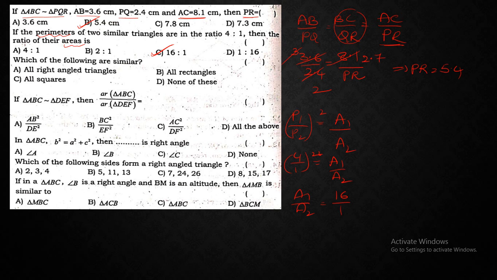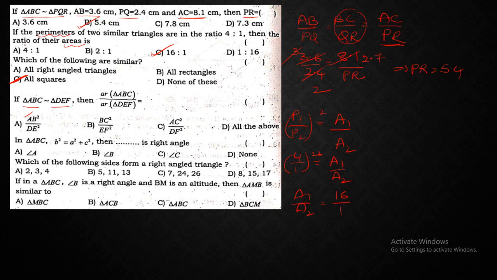So which of the following are similar? So already we have discussed. So all squares are similar, right? Next, triangle ABC is similar to triangle DEF. So if these two are similar, then area. So area means what? So area is nothing but equal to square of the sides. So square of the sides means AB by DE whole square. So this is correct.